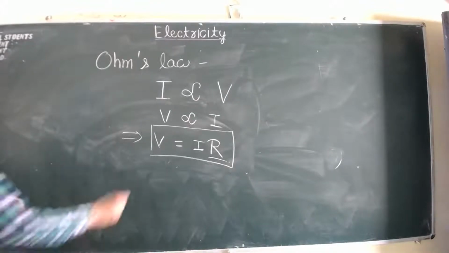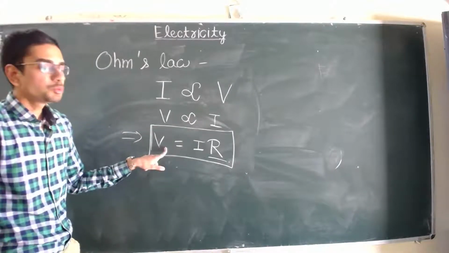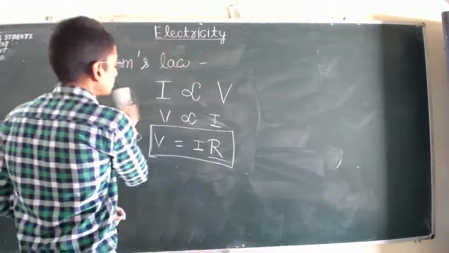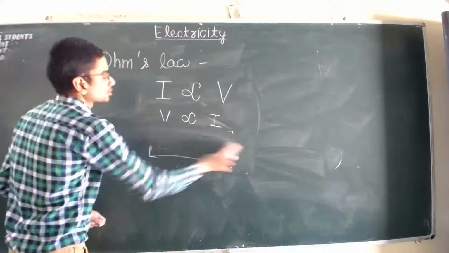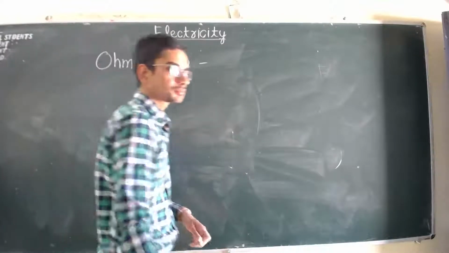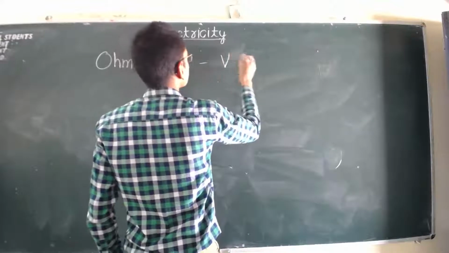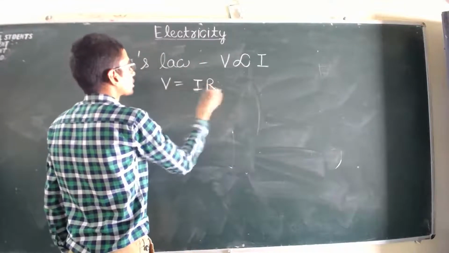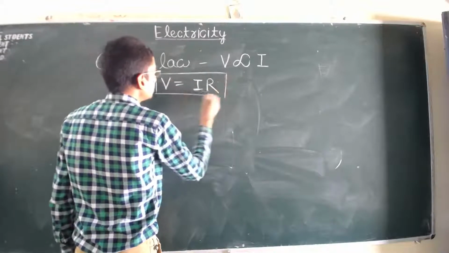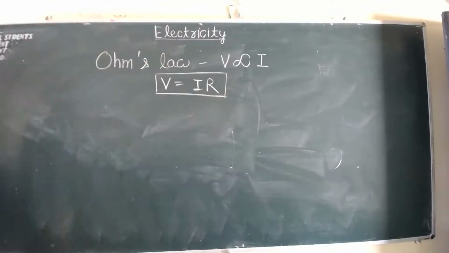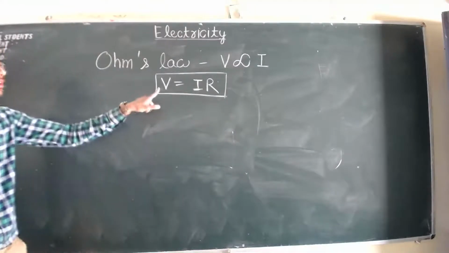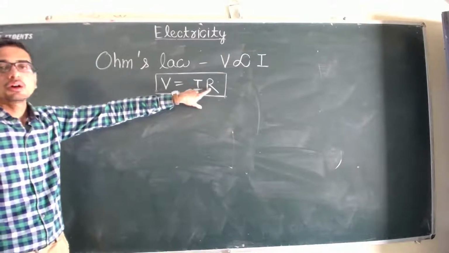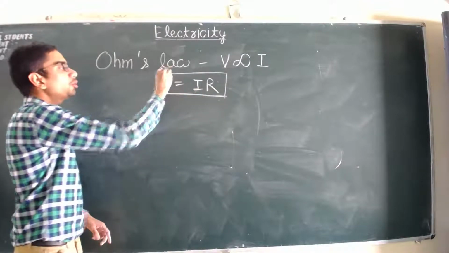So potential difference is equal to current into resistance. This is Ohm's law. You can note it down. V is equal to IR. So I am giving you a question on this. If you know I and if you know R, अगर आपको I की वैल्यू पता है और R की वैल्यू पता है, you can find out V.